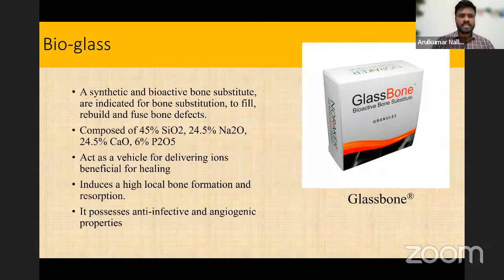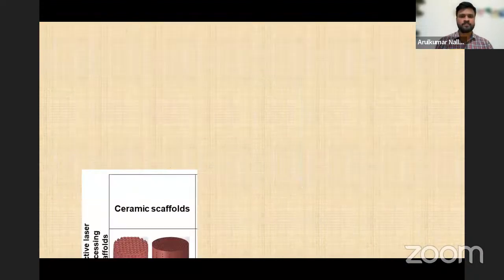The other entity is the bioglass. It is a synthetic bioactive bone substitute that can be used to deal with bone defects. It is composed mainly of silica and sodium oxide. The ions released from bioglass have regenerative potential. It triggers osteoblastogenesis and it possesses anti-infective and angiogenic properties as well.